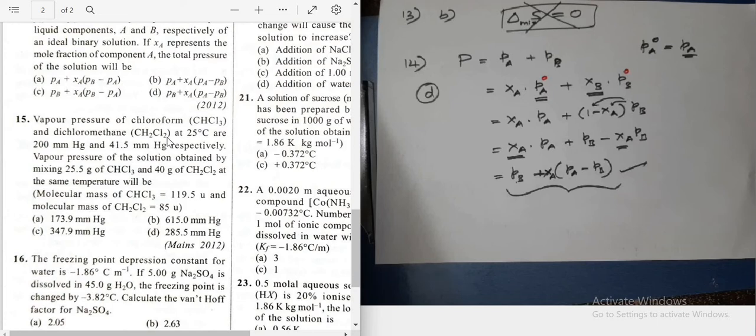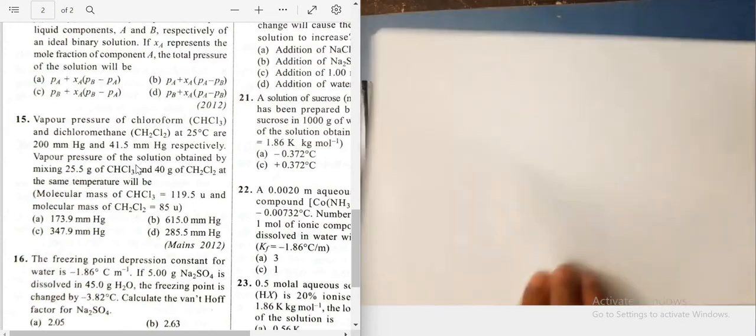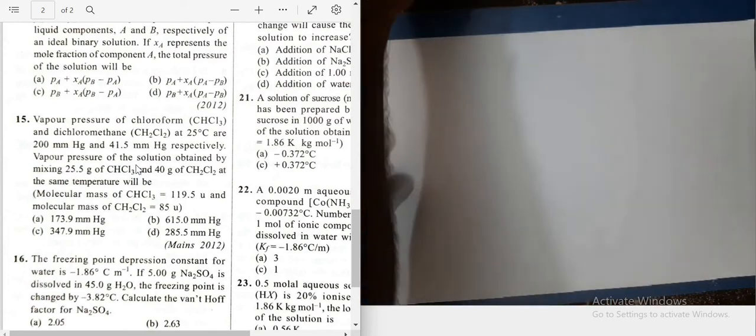You know very well, chloroform and dichloromethane form an ideal solution, so you have to assume this as an ideal solution. Mass of chloroform and mass of dichloromethane are given. If you mix these two liquids with this weight, you will get a solution. We need to find out the vapor pressure of the solution, that is, the total vapor pressure. How to do that? It's a very simple question actually.